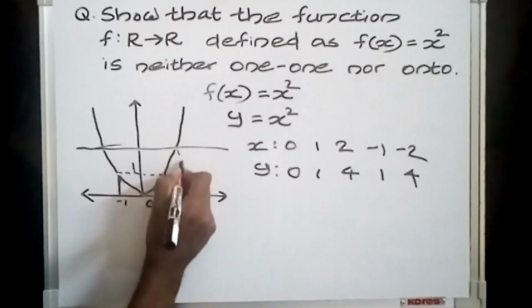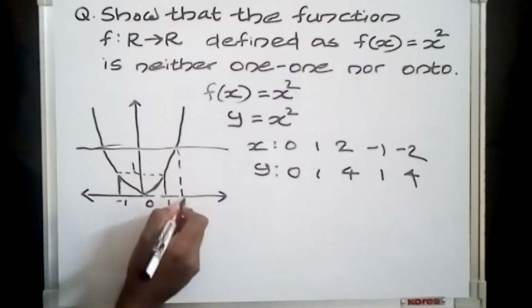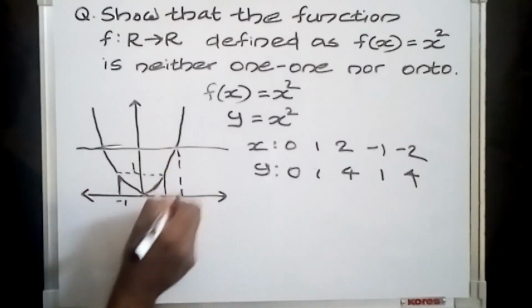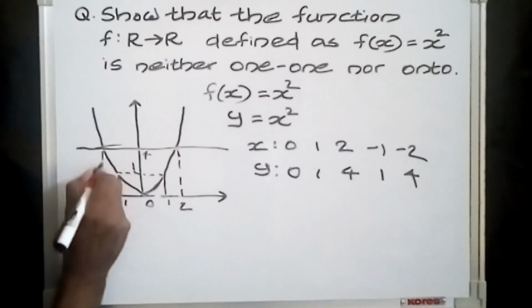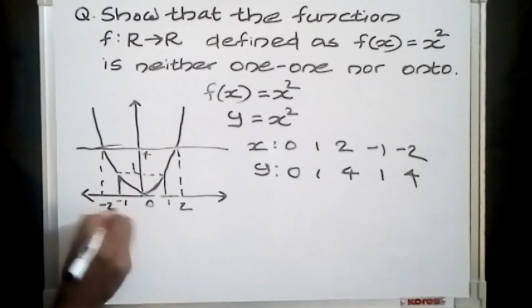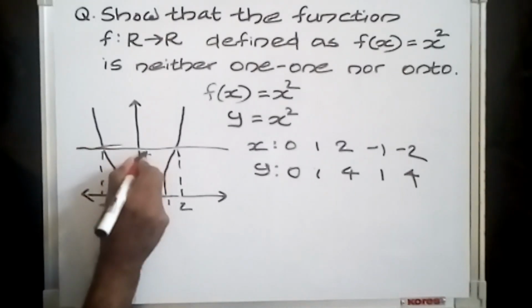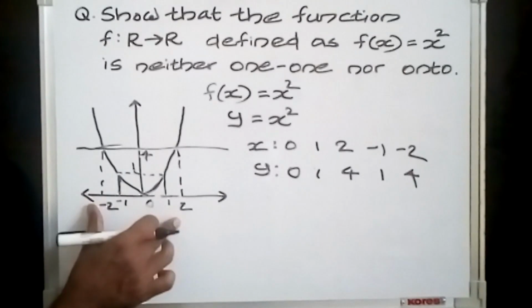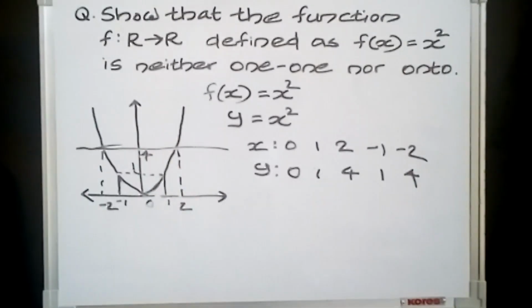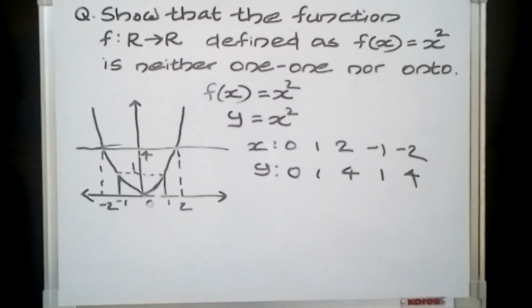For example, let this point be 2. The y value of 2 is 2 square, 4, and let this point be minus 2. The y value of minus 2 is also minus 2 square, 4. Therefore, 2 and minus 2 have the same y value. Thus, the parallel line test helps us to check whether the function is 1, 1 or not. I think you have got the point.